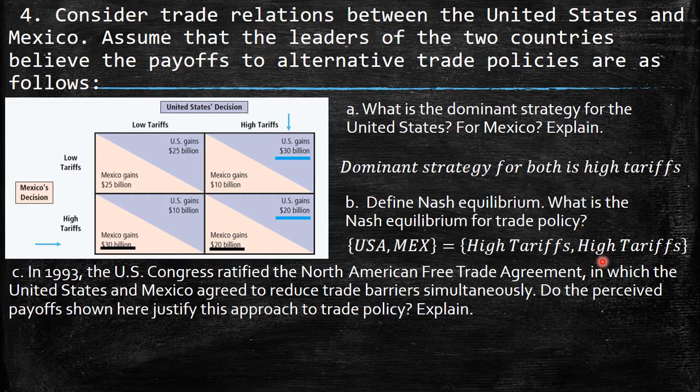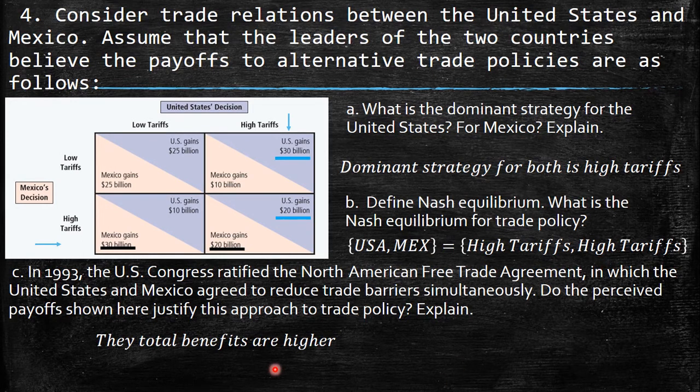Then, in 1993, the US Congress ratified the North American Free Trade Agreement. Actually, this is so famous this time, when I'm performing this video, because they are in negotiation, and the tension in Mexico is so high because they are playing a lot in that agreement, in which the United States and Mexico agreed to reduce trade barriers simultaneously. Do the perceived payoffs shown here justify this approach to trade policy? Explain.